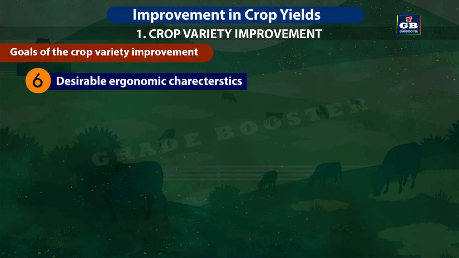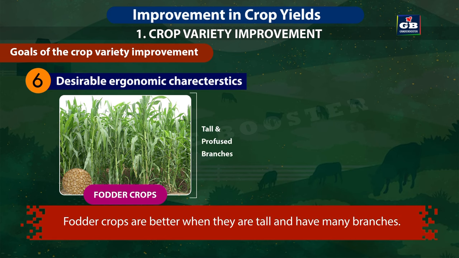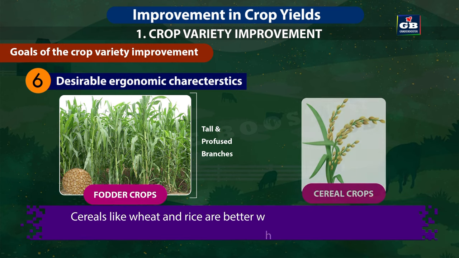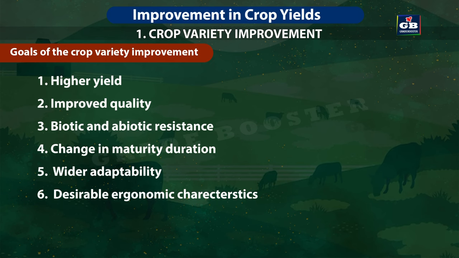6. Desirable agronomic characteristics. Fodder crops are better when they are tall and have many branches. Cereals like wheat and rice are better when they are short, meaning dwarf, because they use fewer nutrients to grow. Creating plant varieties with these good qualities helps increase productivity. These are the factors for the crop variety improvement.